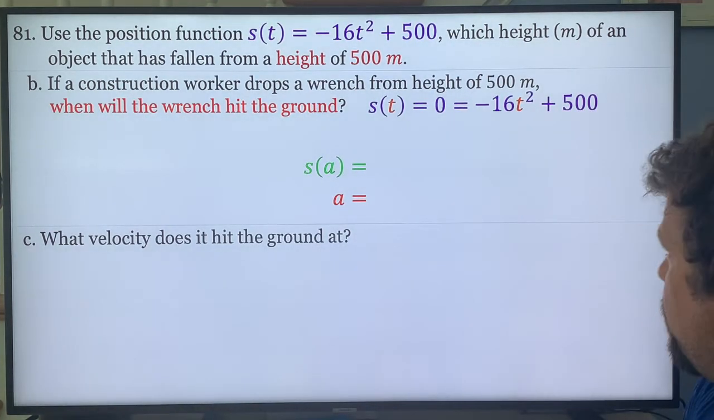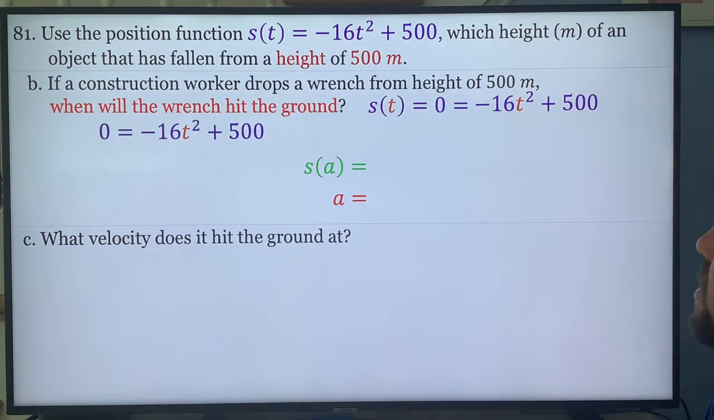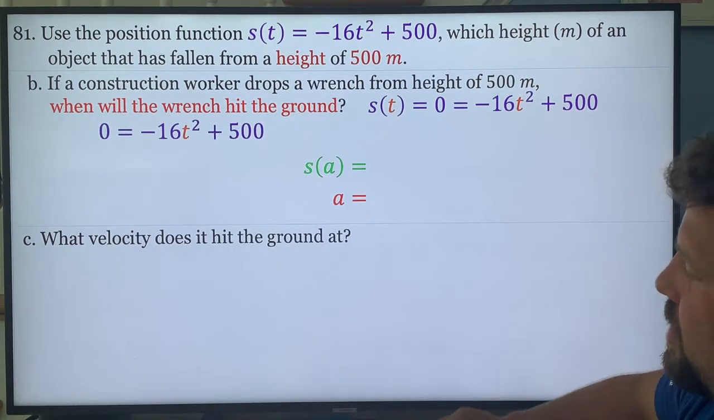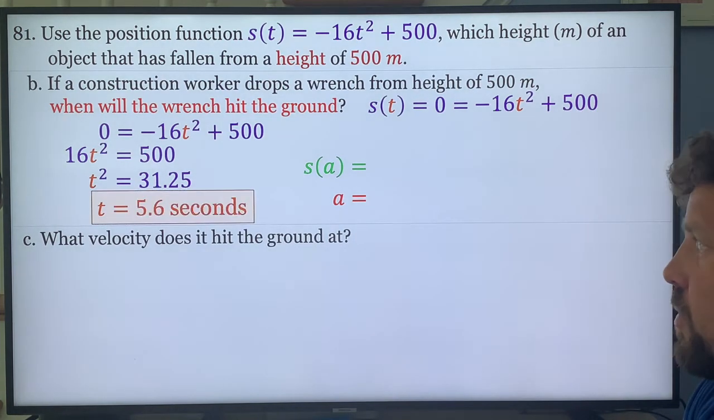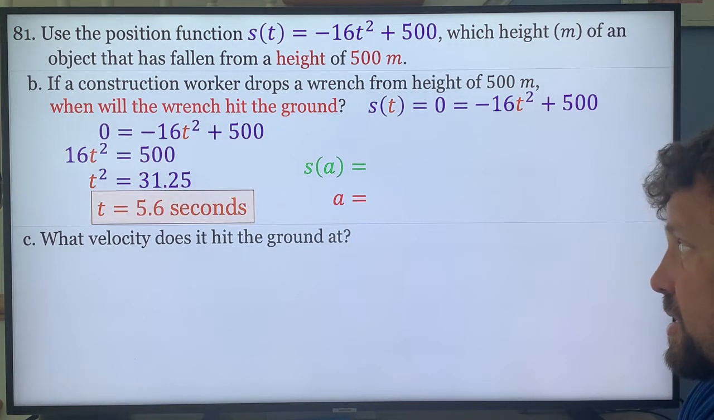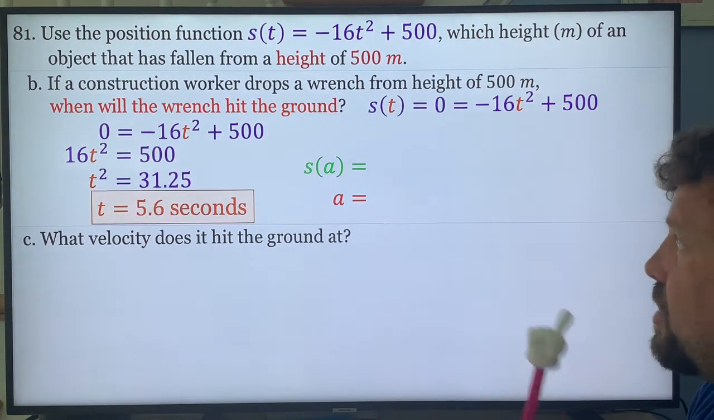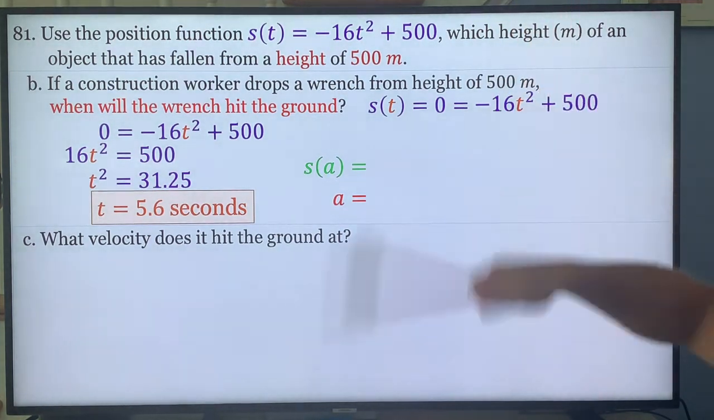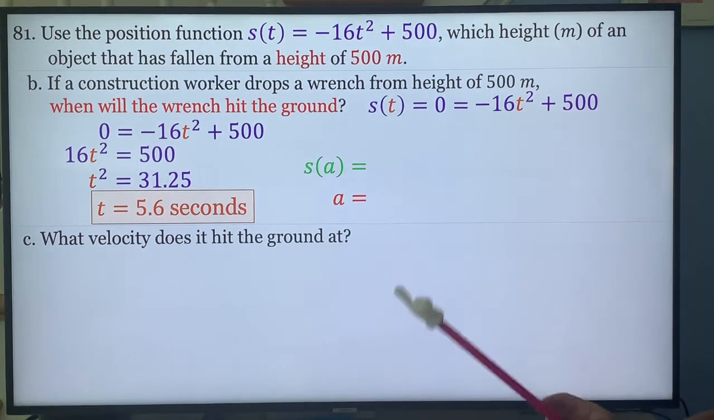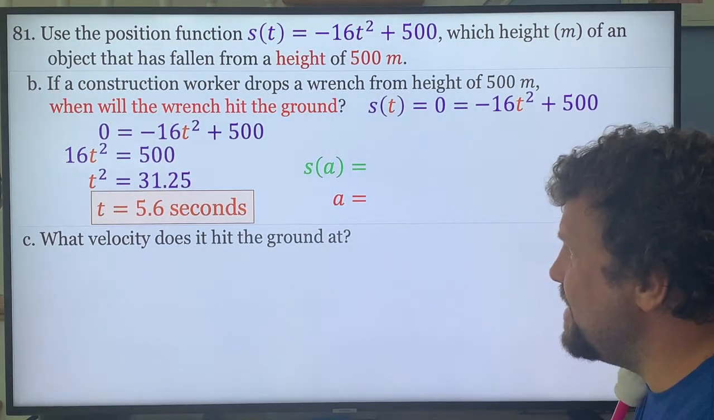Okay, good. Now what you're going to do is solve for t. You add 16t squared to both sides, you divide both sides by 16, and you take the square root of 31.25, which is about 5.6 seconds, okay? So that's how long it takes for my wrench to drop from 500 meters in the air to hit the ground below. Now, what velocity does it hit the ground at?